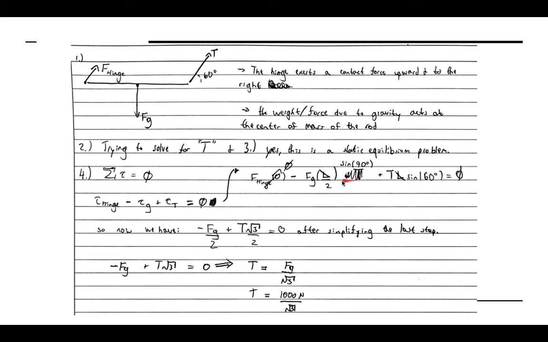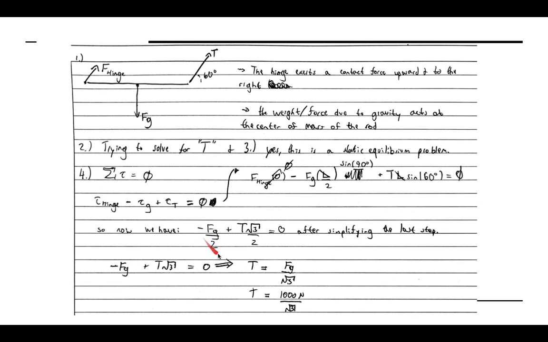So what we can notice right here is that since this is 0, each term contains L. And since this whole equation is equal to 0, we can divide both sides by L in order to get rid of L. So as a result, we're now going to have minus Fg divided by 2 plus tension times rad 3 over 2 equals 0, where rad 3 over 2 comes from the fact that the sine of 60 degrees is equal to rad 3 over 2.